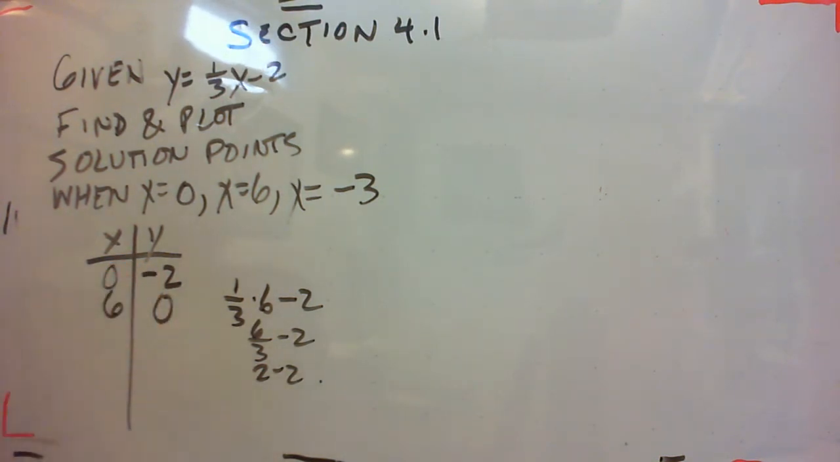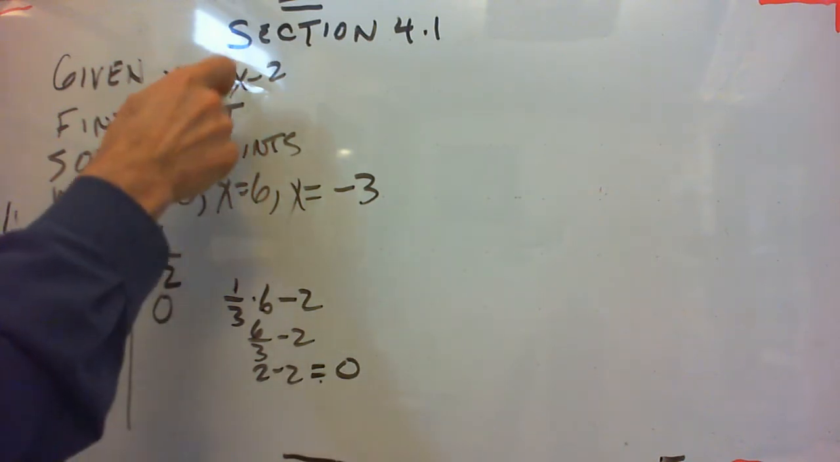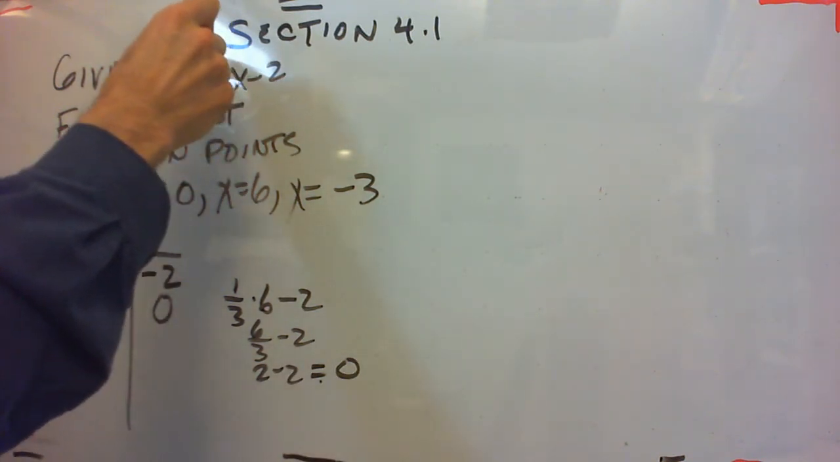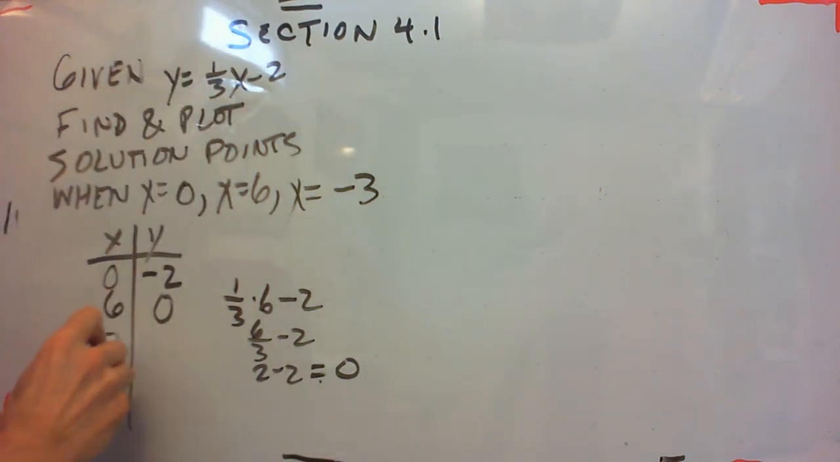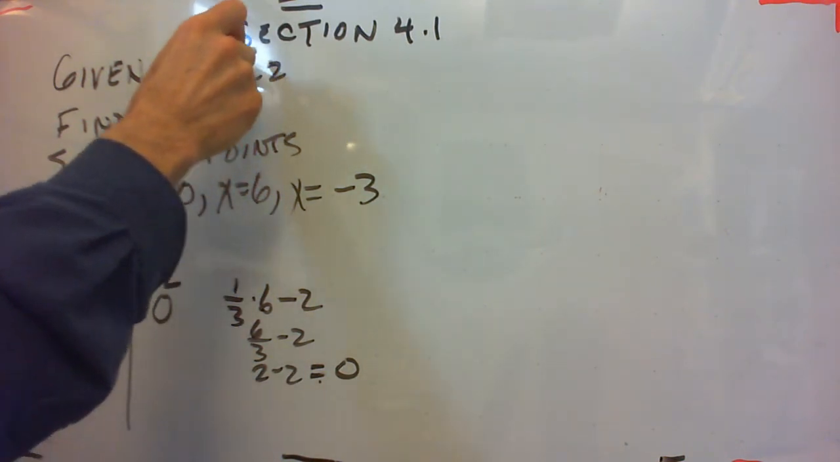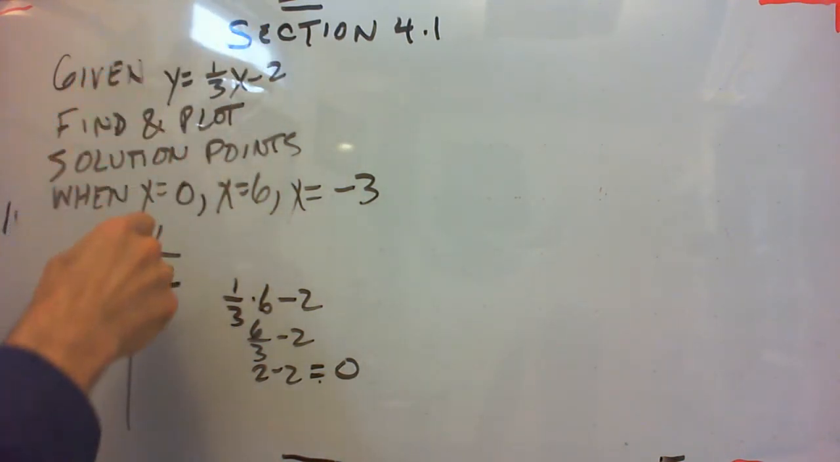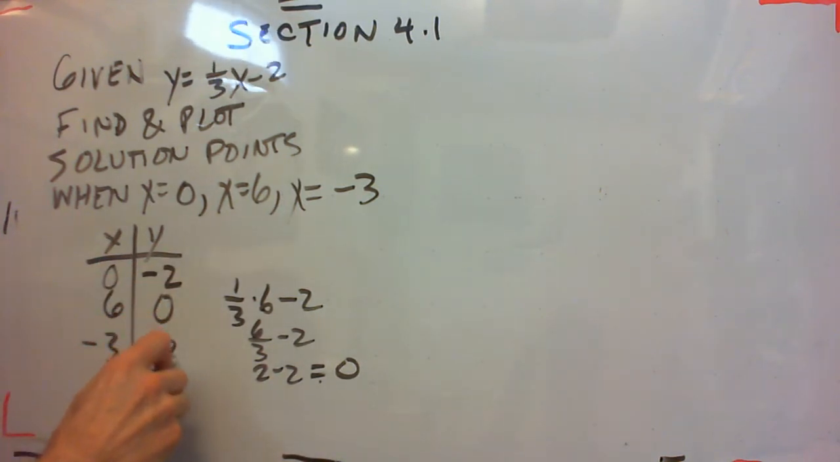And when x is negative 3, negative 3 times a third is negative 3/3, which is negative 1, minus 2 is negative 3.